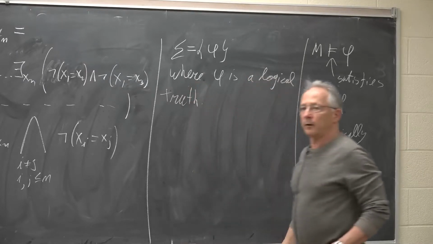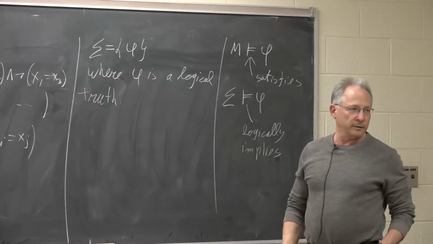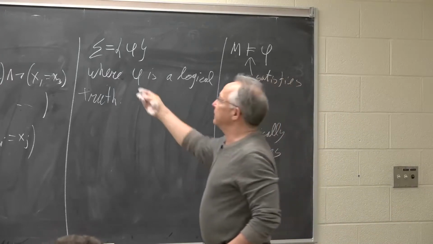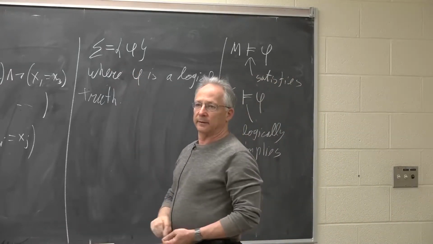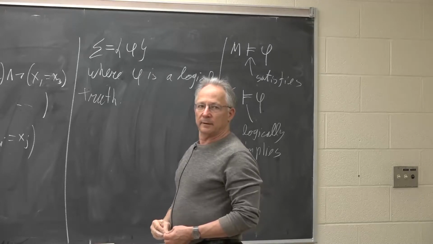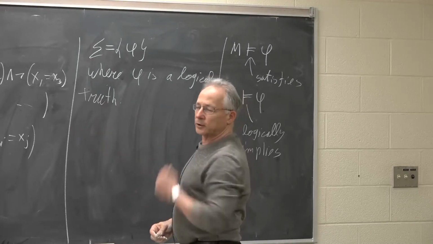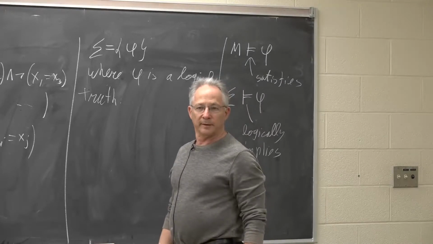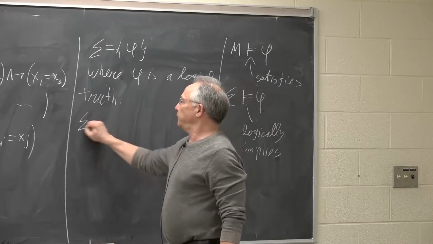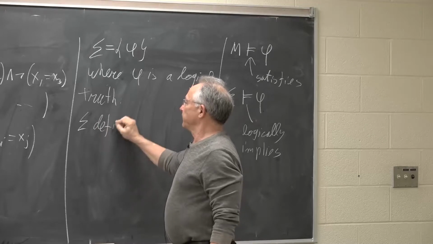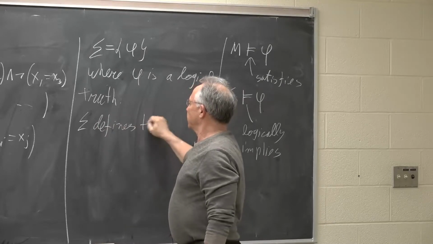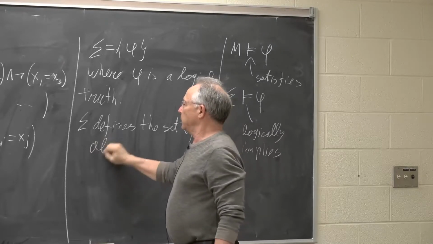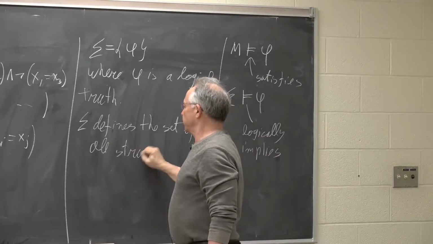In other words, phi holds in every structure. So what is the K that is defined by sigma? What is the set of structures that sigma defined? Right. So sigma defines the set of all structures.